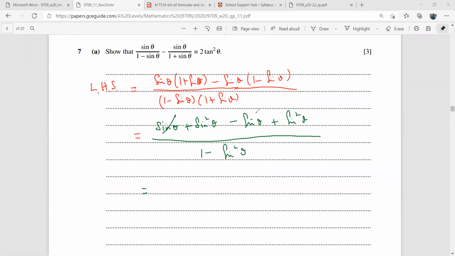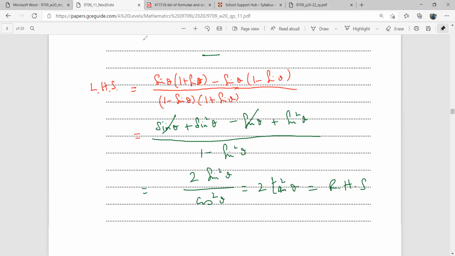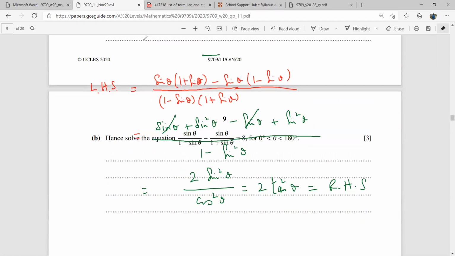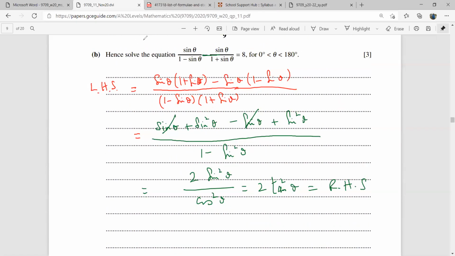So this sine theta cancels with this sine theta. So you have 2 sine square theta over cos square theta, because you must keep your eyes on this. So that is your 2 tan square theta. And never forget to write equal to the right hand side. Okay? Then the B part.